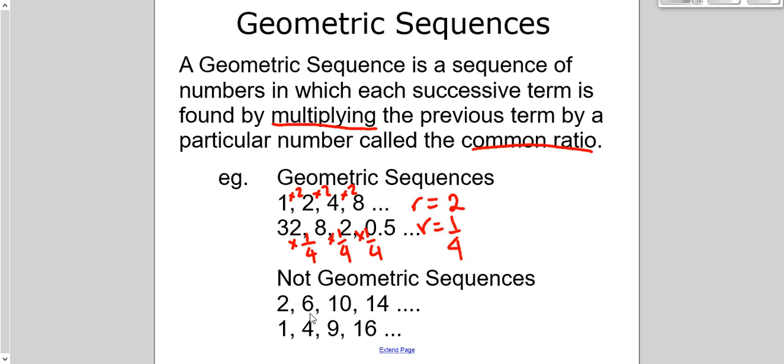These are not geometric sequences: 2, 6, 10, 14. This one's actually arithmetic because we're adding 4 each time. This one is 1, 4, 9, 16. Oh, I see a pattern. This one is +3, this one's +5, this one's +7, so the next one would be +9 and so on. But it's neither arithmetic nor geometric because we don't have a common number that we're adding or subtracting every time, and we're not multiplying by the same number every time.